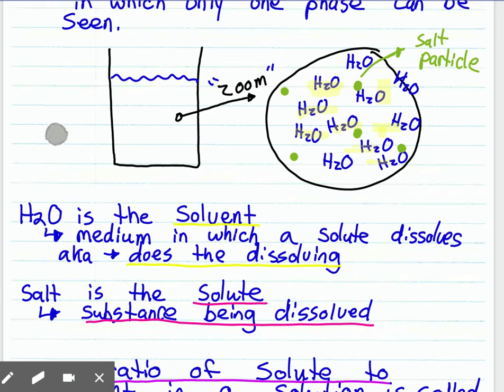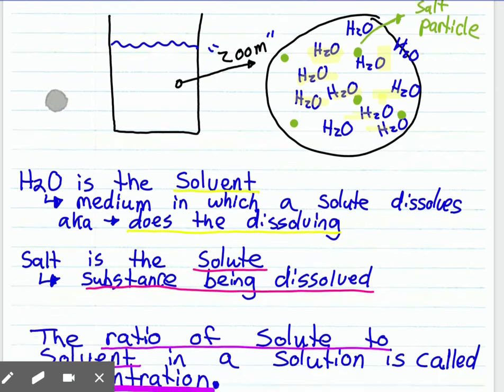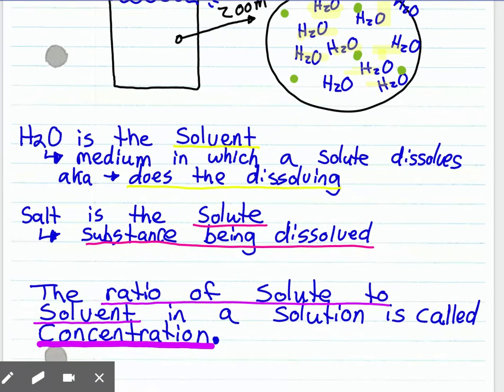Solvent and solute are important terminology for us when we talk about concentration, because concentration is the ratio of solute to solvent in a solution. So it's telling us how much solute, or salt in this case, is dissolved in a certain amount of solvent, or water. And there's lots of situations where concentration is really important.